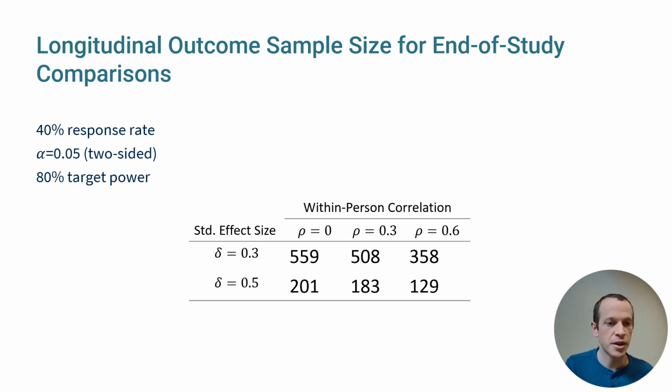It's also worth noting that you have to plug in values of these other parameters in the formula. In order to create this table, we plugged in 40% for R, we used 0.05 for alpha, and 80% for the target power. The way you use these two values is you calculate the z-score that's in the formula on the previous slide.